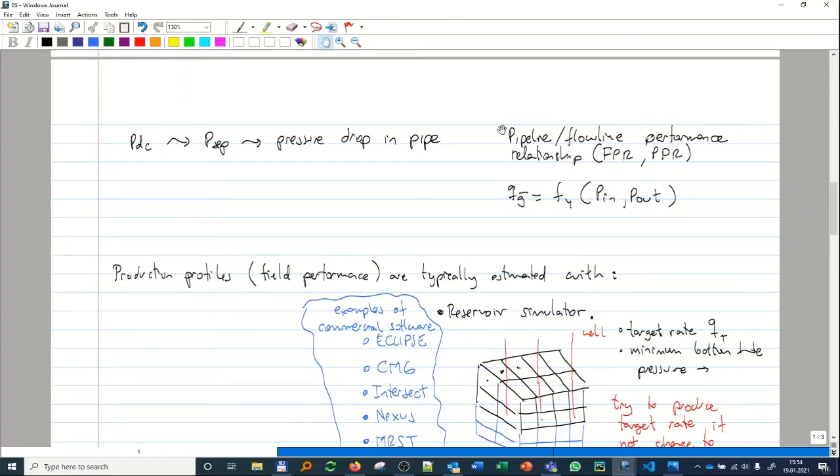So this equation I call the pipeline or flow line performance relationship, FPR or PPR. Pipeline is for when you are commingling large amounts of oil or gas and you are sending to the top side, to the platform. And flow lines are our minor flow lines that take the production only from one well or a few wells to a pipeline, to a main pipeline.